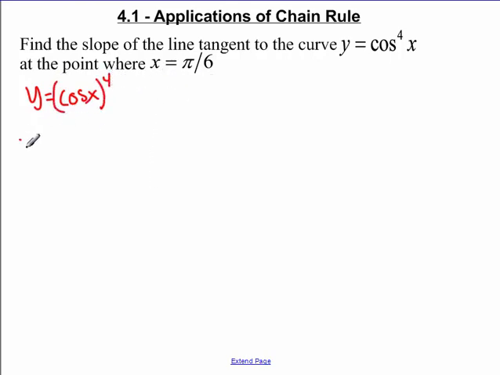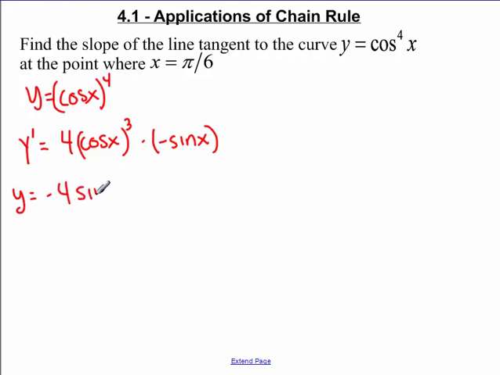Remember, slope of the tangent line, we find our derivative. So derivative of the outside function, leaving the inside function alone, and now I take the derivative of the inside function, making sure I'm putting in those parentheses, and then simplifying. When I simplify that out, I can write it like this. Remember, that's y prime. Okay, so now I need to plug in pi over 6.